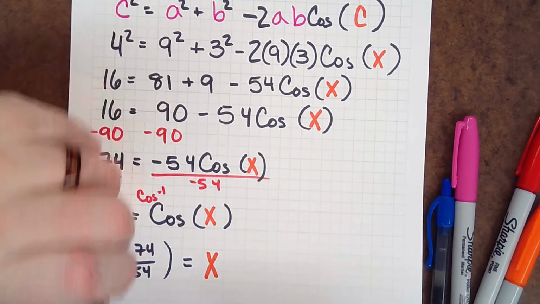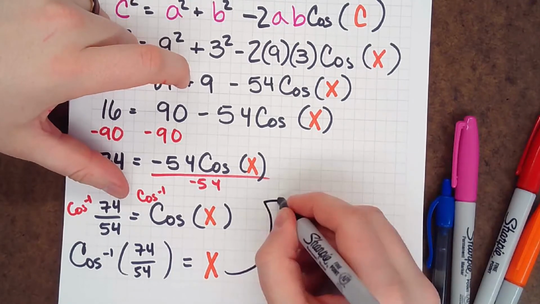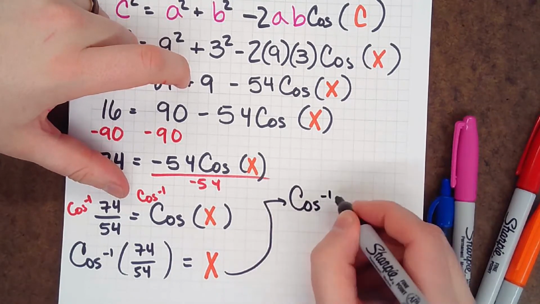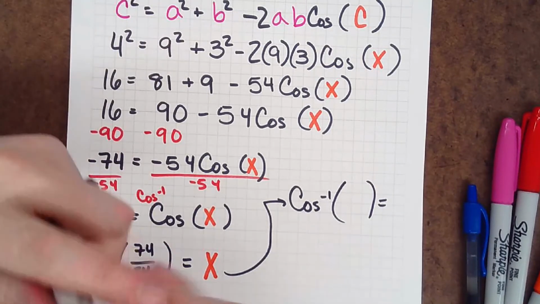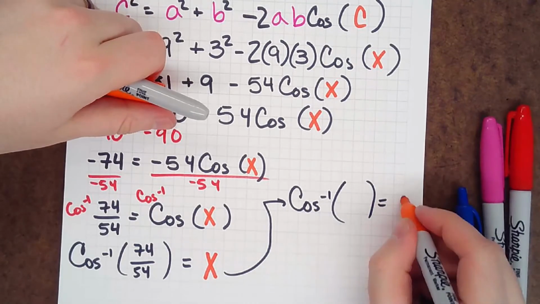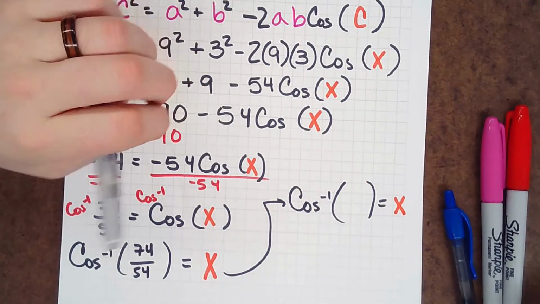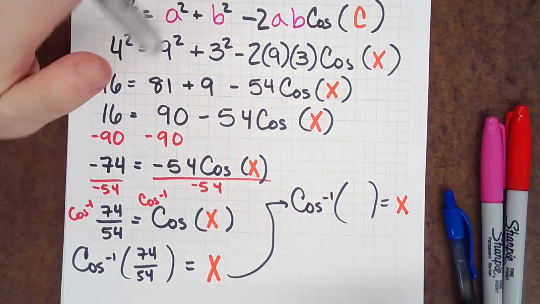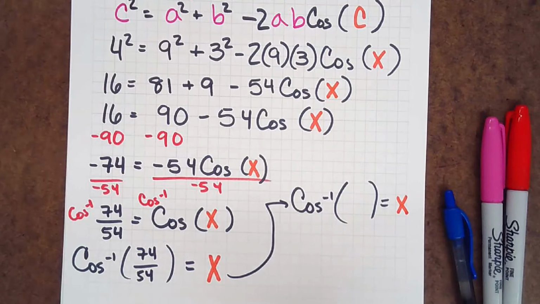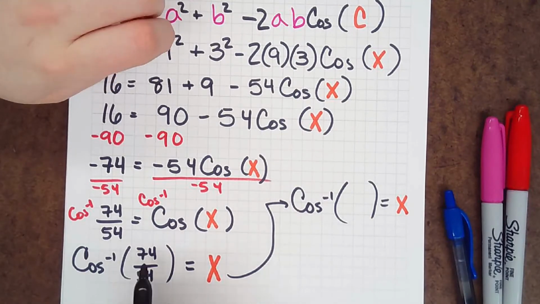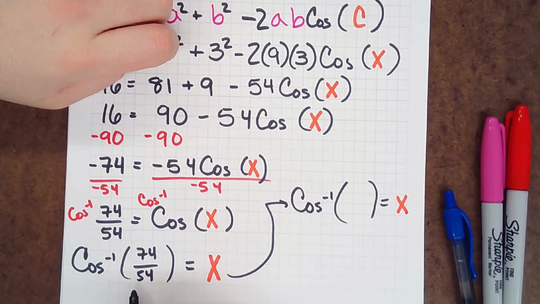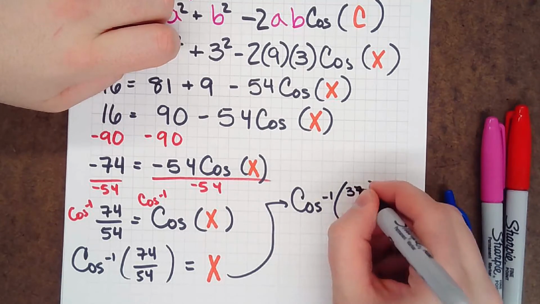Now, yes, we can reduce this fraction, so let's do that over here. It's going to be cosine inverse of whatever this fraction is equals x. Well, 74 and 54, I was going to say are both divisible by 3, but this one's off just by a little bit. So they're both divisible by 2. So we're going to get 37 here, and here we'll get 27. So 37 over 27, I believe that's as far as we can reduce it.